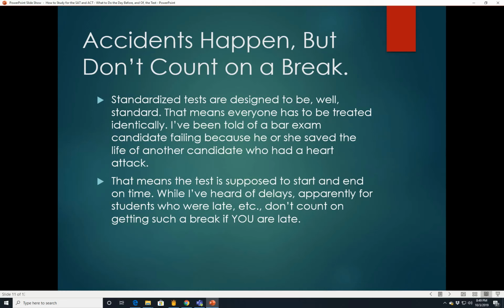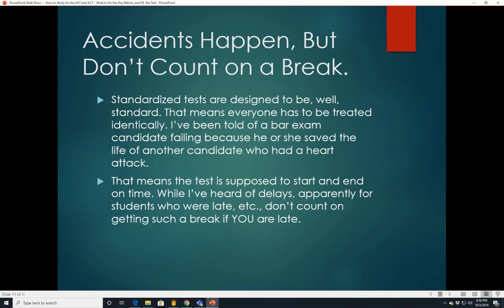I've been told of a bar exam, that's the exam you have to take to be a lawyer, a candidate failing because he or she saved the life of another candidate who had a heart attack. And even though it's apocryphal, I believe it. It probably did happen, because they'll say, well, we don't know how to factor for that, so we're just going to have to say, gee, that's really commendable, but that's too bad. You'll have a great story to tell when you apply for jobs after you take the next bar exam.